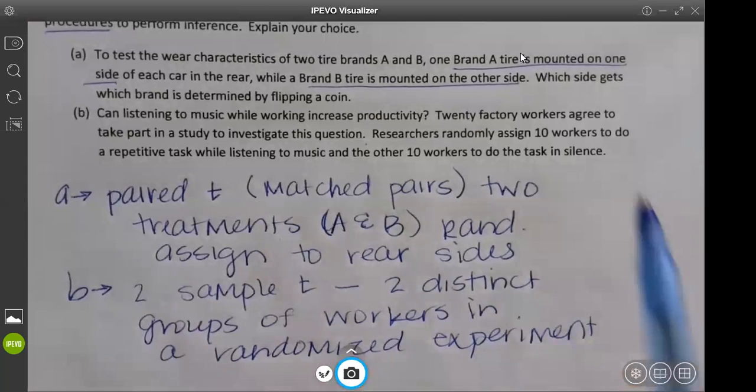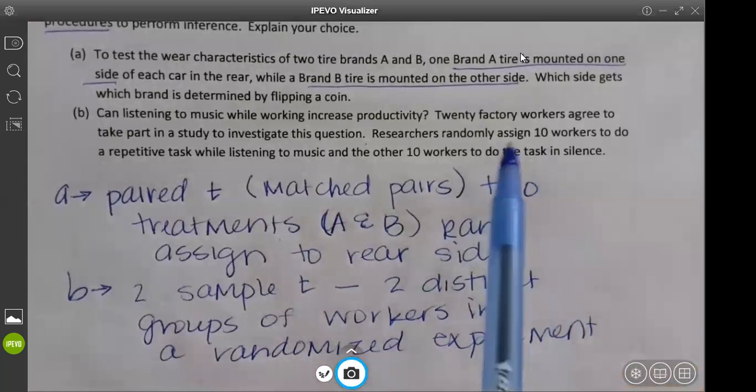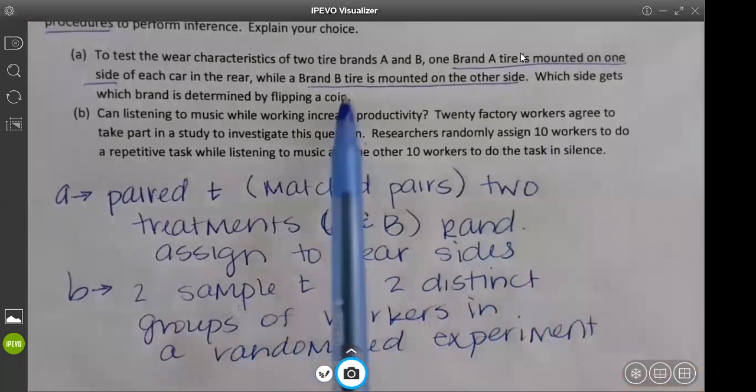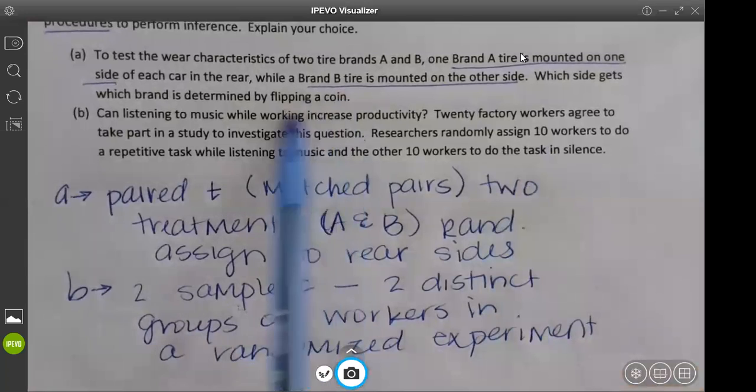You can also think of it this way. The random assignment comes in the beginning to split the groups for a 2 sample. And in paired T's, the random assignment comes from which treatment to get. Okay, so it's a little bit different.